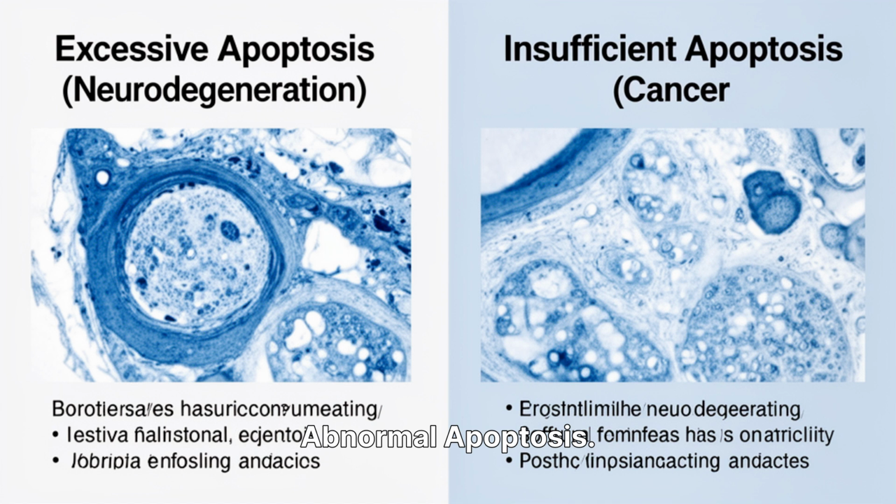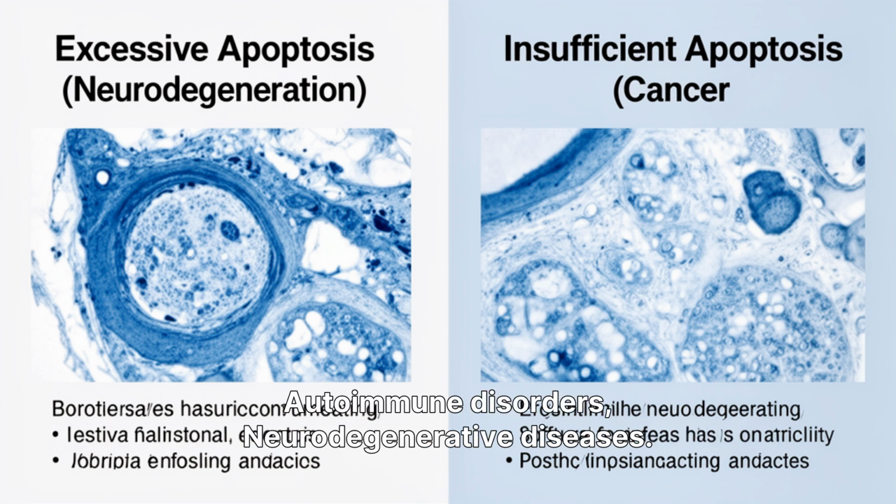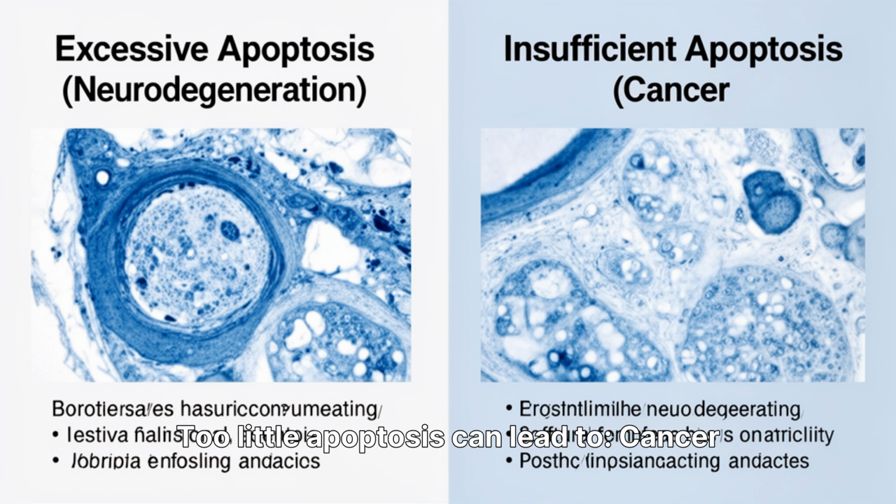Abnormal apoptosis. Too much apoptosis can cause ischemic injuries, autoimmune disorders, neurodegenerative diseases. Too little apoptosis can lead to cancer and certain immune disorders.